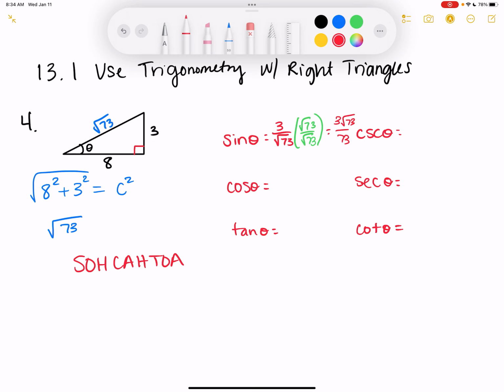Cosine of theta is adjacent over hypotenuse, so it's 8 over the square root of 73, which ends up just being, we're multiplying again by the square root of 73 over the square root of 73. I'm just going to draw an arrow to show that's what we're doing. So that's going to be 8 square root of 73 over 73. Tangent is opposite over adjacent, so that's going to be 3 over 8.